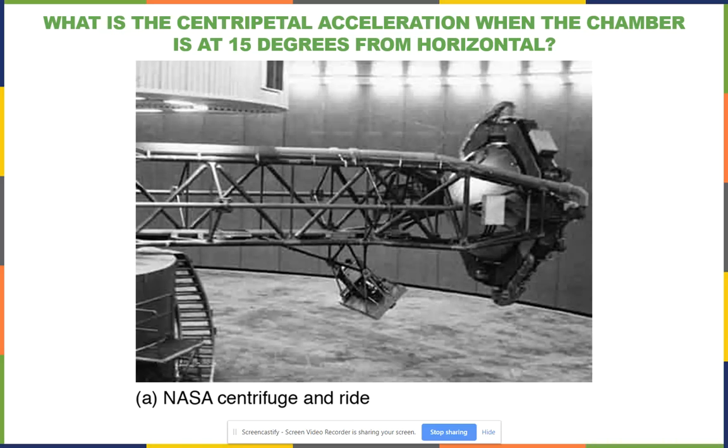And so if this cart is at 15 degrees, that is, if this angle, okay, I need to change colors because that doesn't stand out. If the angle between horizontal and that cart is 15 degrees, then what is the centripetal acceleration? So that's the problem for you to solve.